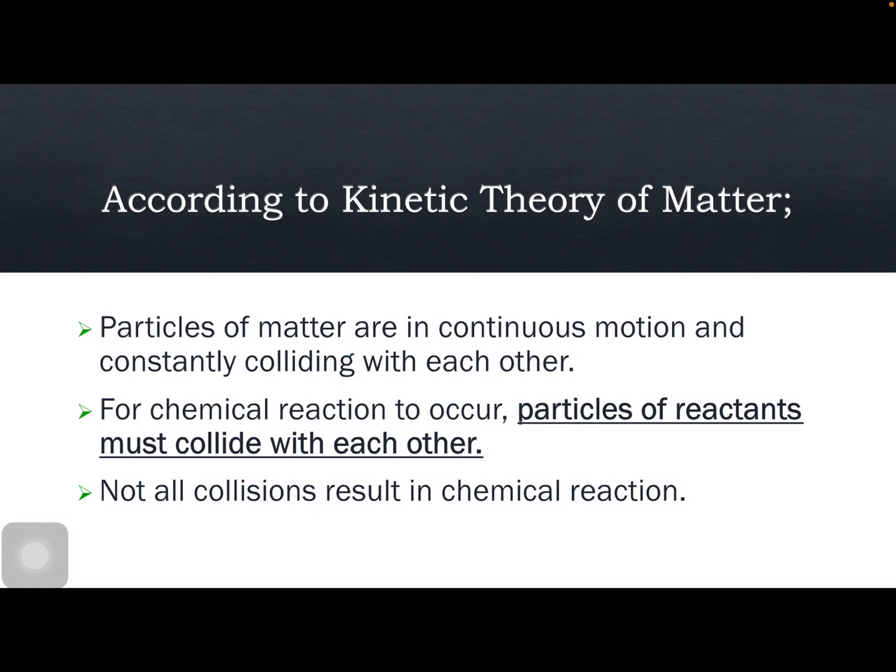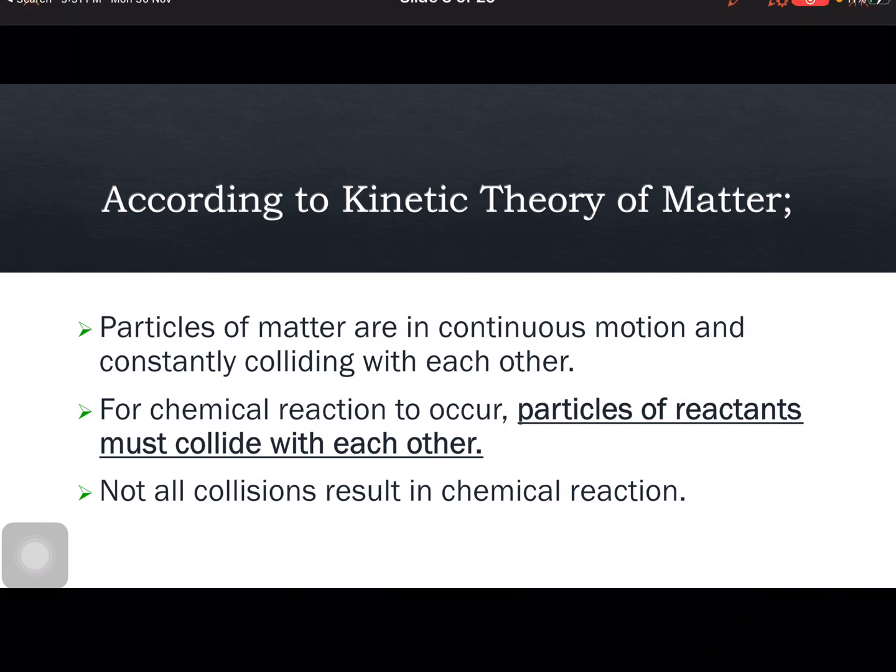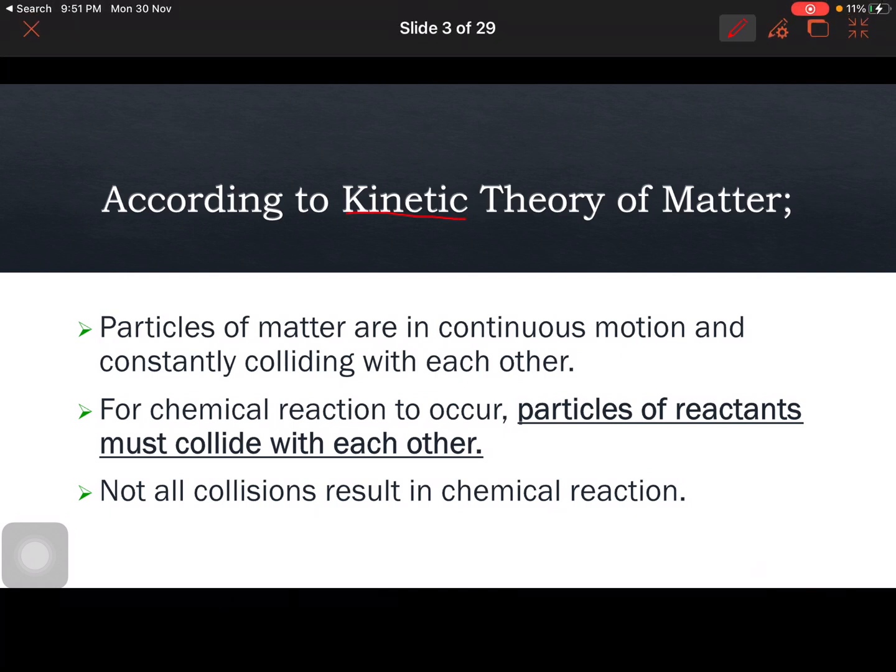Okay, first one kita nak recall balik. Kita dah pernah jumpa kinetic theory of matter masa kita belajar chapter 2 atomic structure hari tu. Okay, so according to this kinetic theory of matter, matter is made up of tiny and discrete particles that are in continuous motion and constantly colliding with each other.